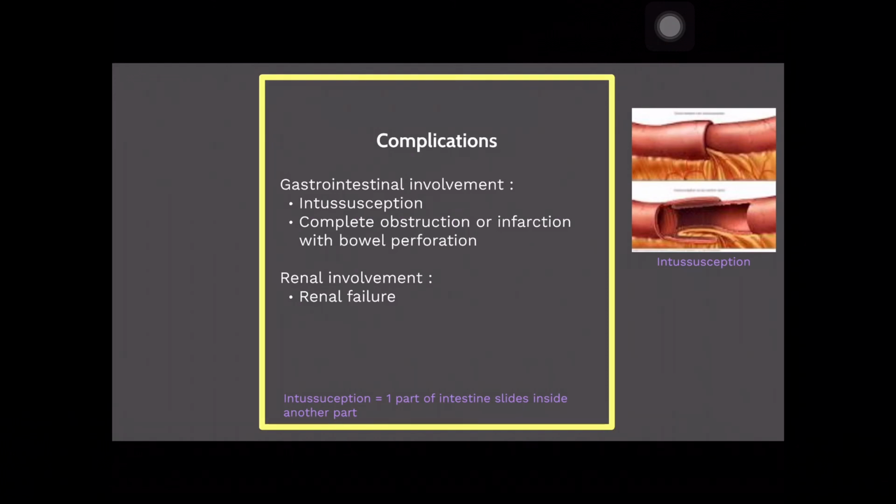Gastrointestinal involvement can lead to temporarily abnormal peristalsis that poses a risk of intussusception, which may be followed by complete obstruction or infection with bowel perforation. Any child with a recent history of Henoch-Schönlein purpura who presents with acute abdominal pain, constipation, or diarrhea should be evaluated for intussusception. Furthermore, renal involvement rarely may lead to renal failure.